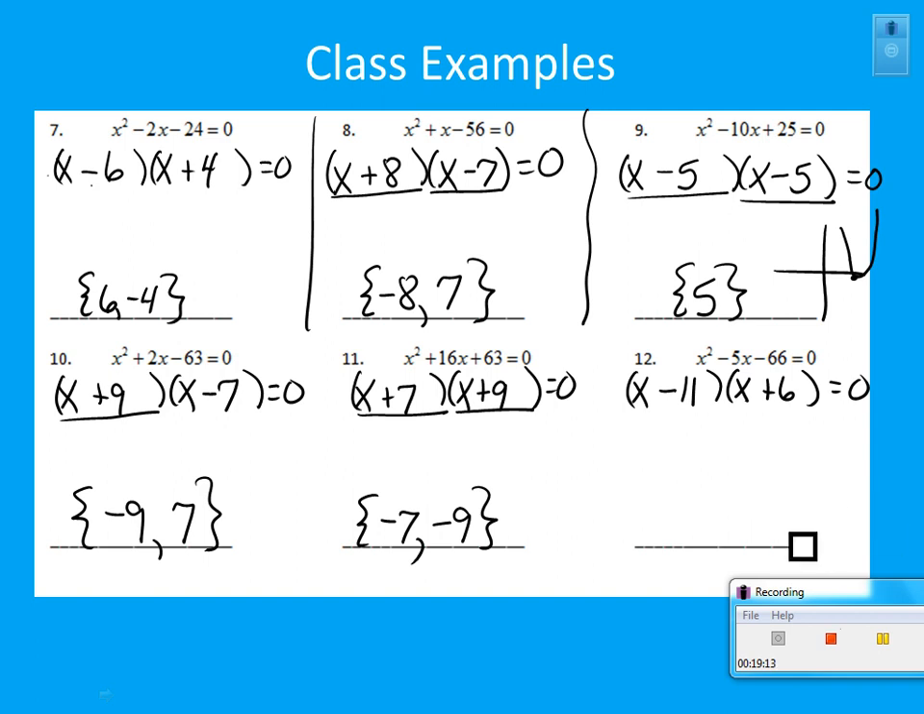Set each of those parentheses equal to 0. I've got 11 and negative 6. So there's my first group. That's called factoring a trinomial. Hopefully I did more than enough examples on that part to show you where they come from.